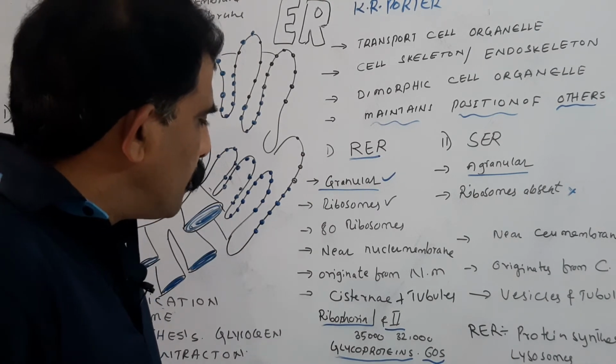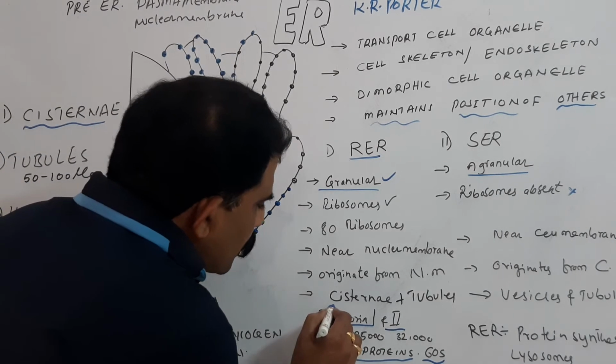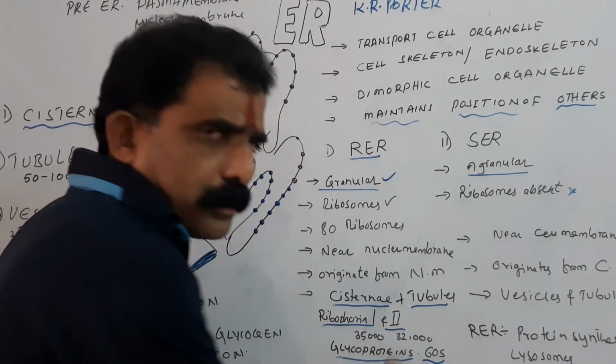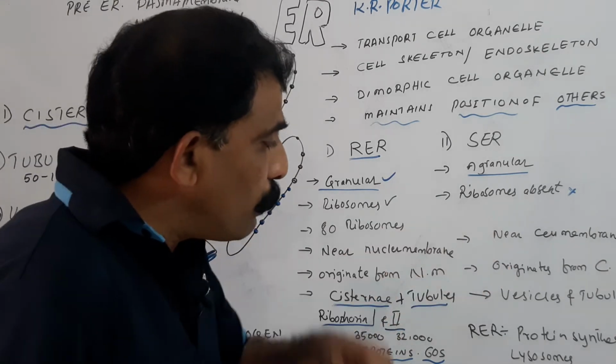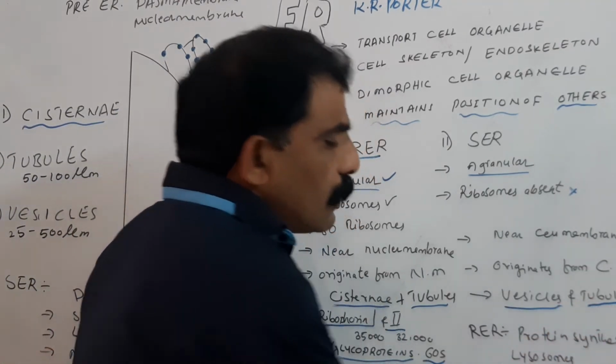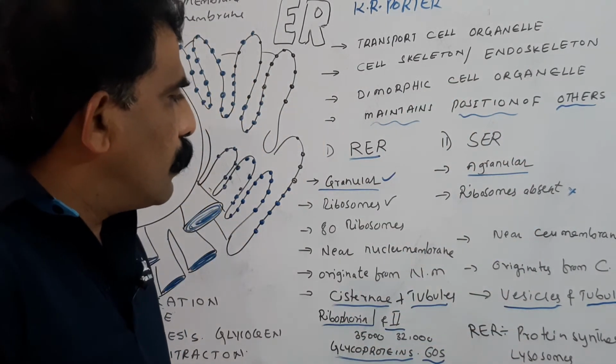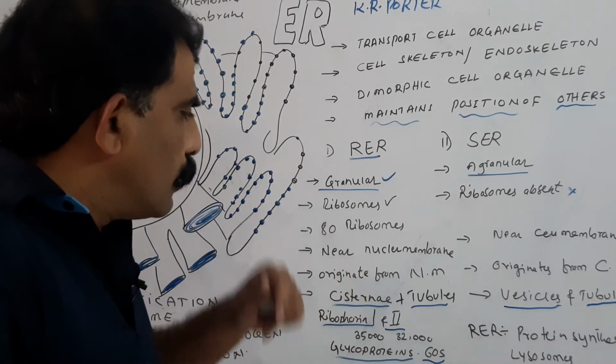And if you see the rough endoplasmic reticulum, it is chiefly composed of cisternae and tubules, whereas the smooth endoplasmic reticulum is made up of vesicles and tubules, present near the cell membrane, while the rough is present near the nuclear membrane.